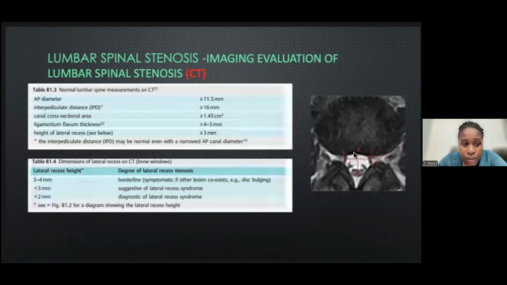So as I show here, the different measurements, right? Normal lumbar spine measurements on a CT. The AP diameter, which would be number 3 here, should be greater than or equal to 11.5 millimeters. The IPD should be greater than or equal to 16 millimeters. The canal cross-section area greater than or equal to 1.45 centimeters. The ligamentum flavum thickness should be less than or equal to 4.5 millimeters. And the height of the lateral recess, which should be here, number 1, should be greater than or equal to 3 millimeters.